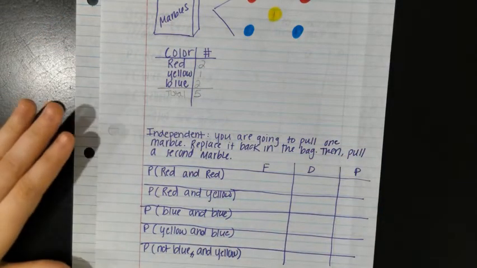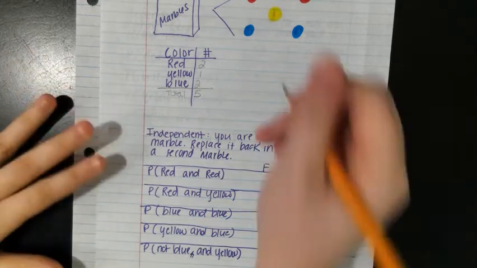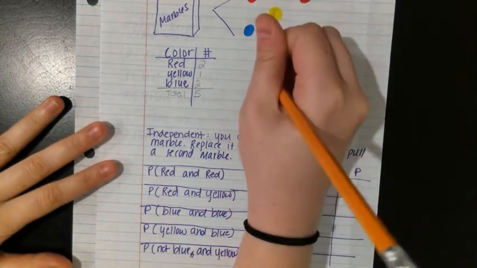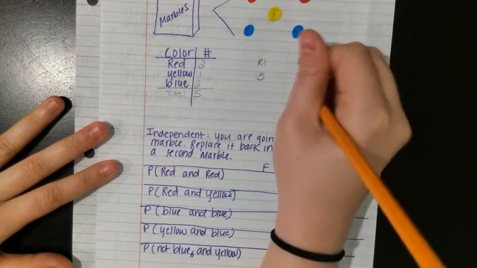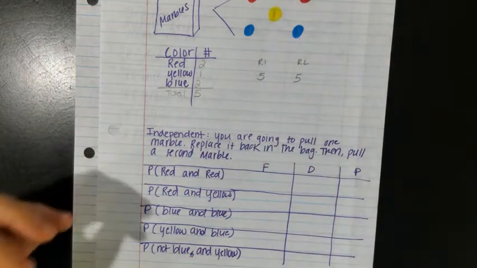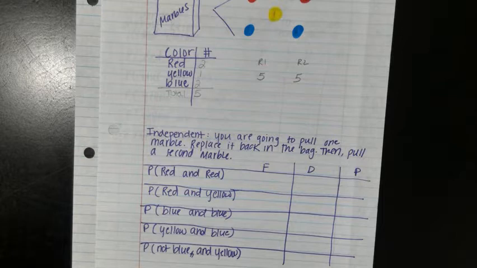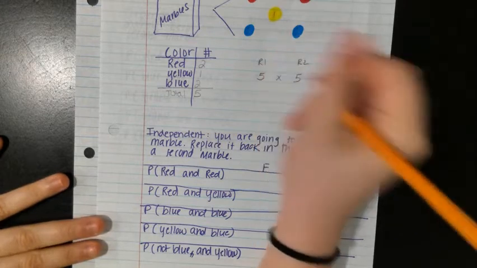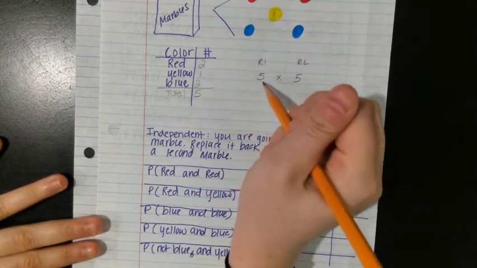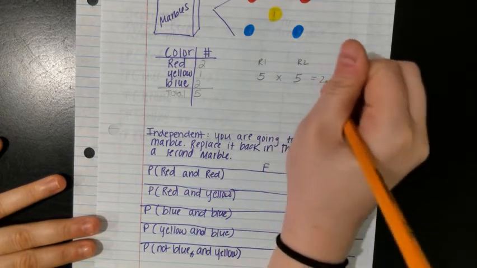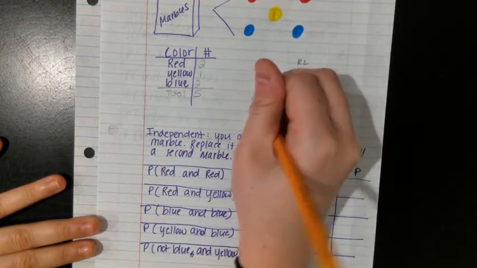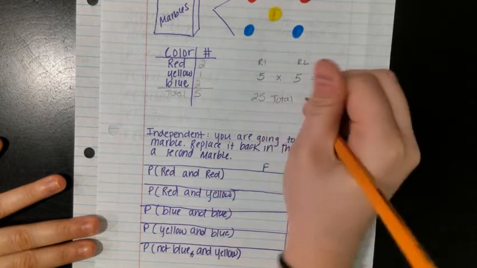Okay, so we have 5 options on the first round, and on round 2, we also have 5 options because we're putting the marble back in the bag. And remember, to figure out the total outcomes of events that have more than one thing going on, we multiply. So there's 5 on the first round, 5 on the second round. 5 times 5 is 25. So there are 25 total outcomes possible.